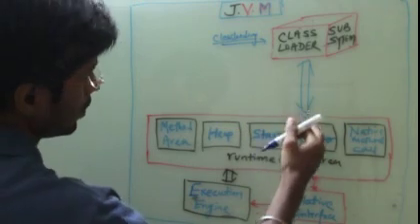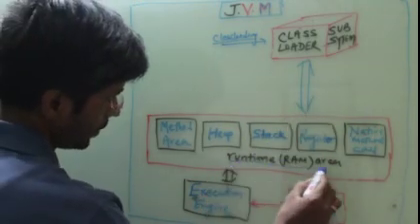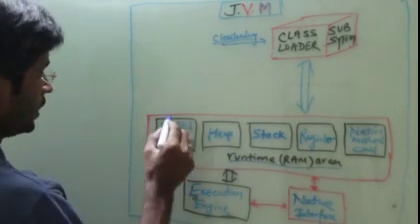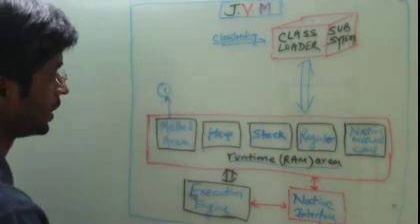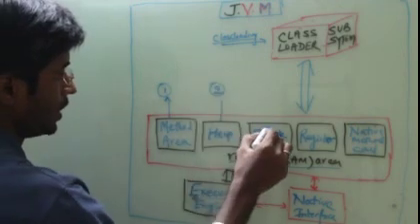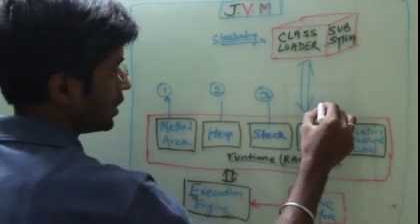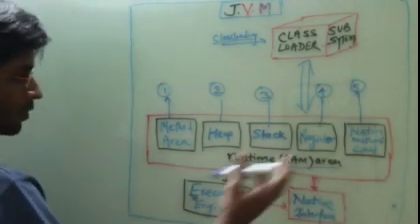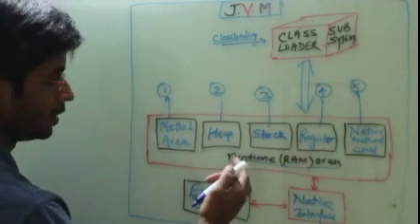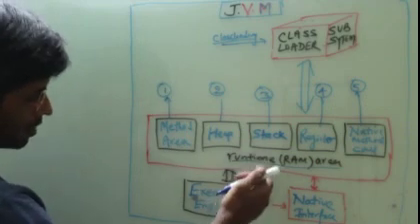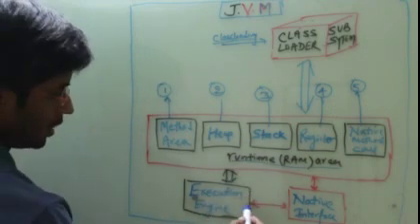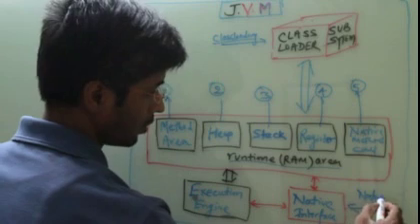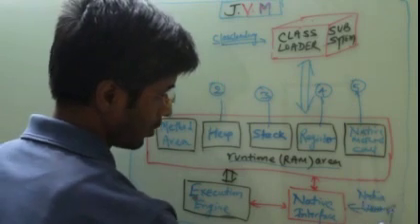Which in turn talks to the runtime data area, the runtime RAM area, which has certain modules in it: a method area, a heap area, a stack area, a register, and a native method call area. So these are the small subroutines into which the runtime data area has been divided, and this all talks to the execution engine, which in turn talks to the native interface, which is responsible for the native library.